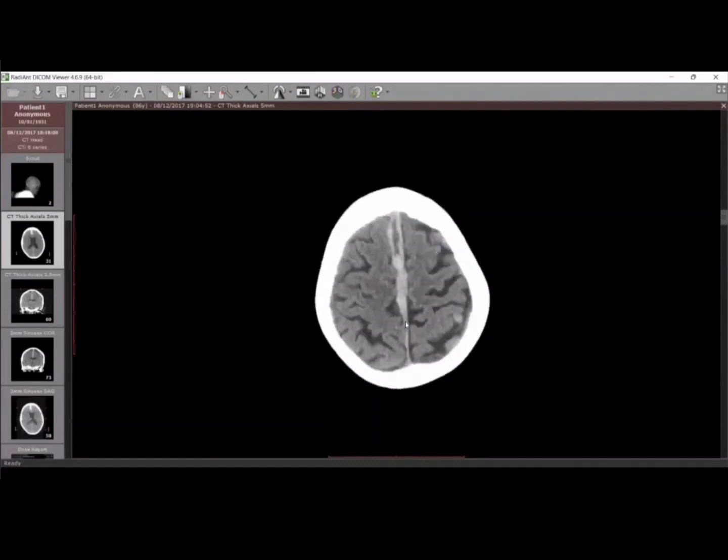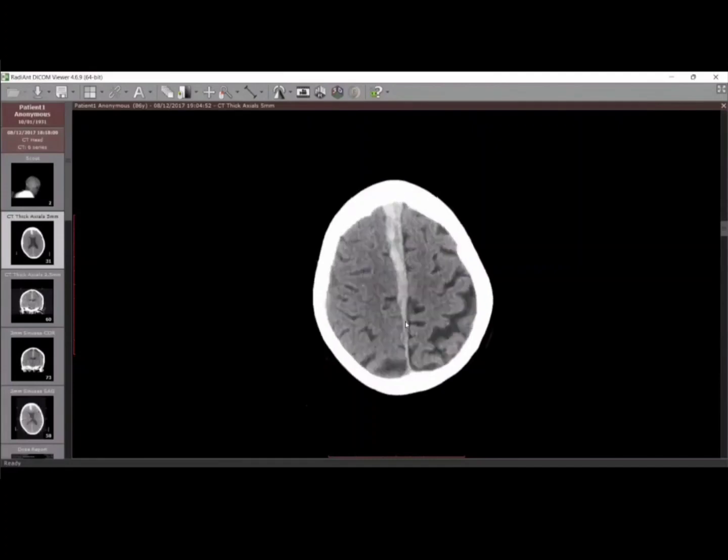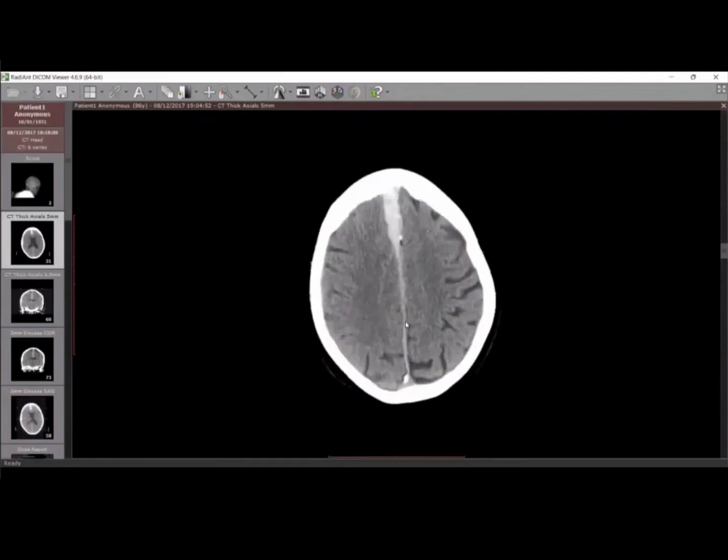So to ascertain it further, I will have a look in the coronal and the sagittal images. And if I still have my doubts, I will proceed with IV contrast to confirm my finding.